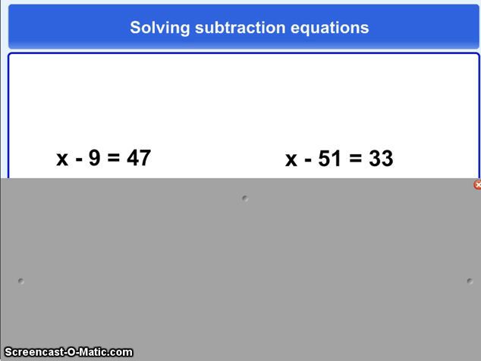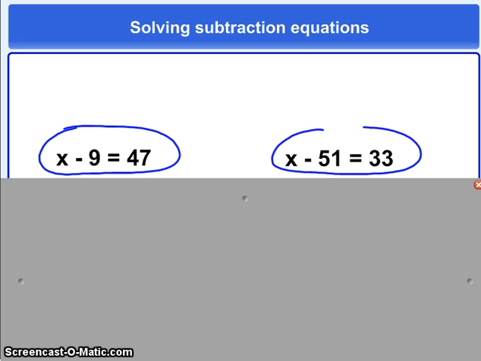We can also do the same procedure with subtraction. In this first example, we're given x minus 9 equals 47. Well, think about that. I want to isolate the variable, get it alone. So that means a minus 9 needs to go away. The way we're going to make it go away is do the opposite. We're going to add 9.